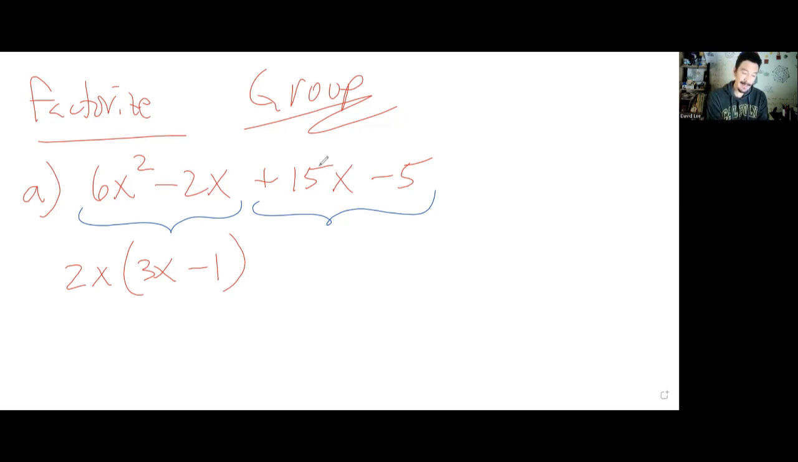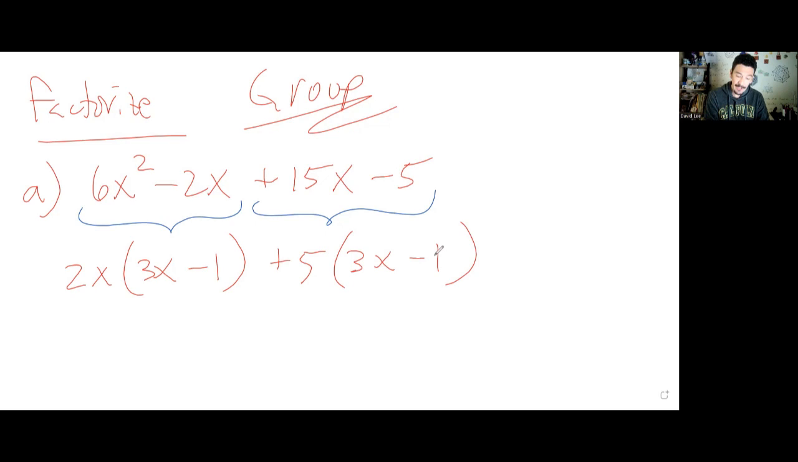Now focus on the second pair, these 2 blocks. What can you take out from these 2 terms? Can you see that you can take out a positive 5? And what would we be left with inside if we were to take out a positive 5? Well, let's see. If you take 5 from 15x, you're left with 3x. If you take 5 from 5, you're left with 1. And a negative because of the negative.